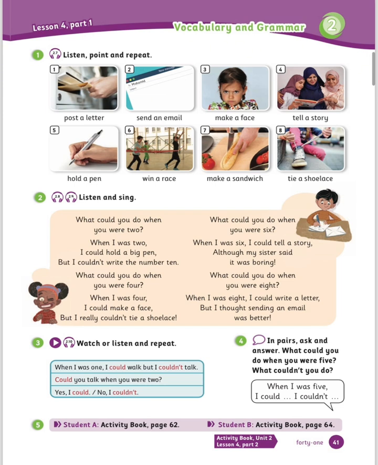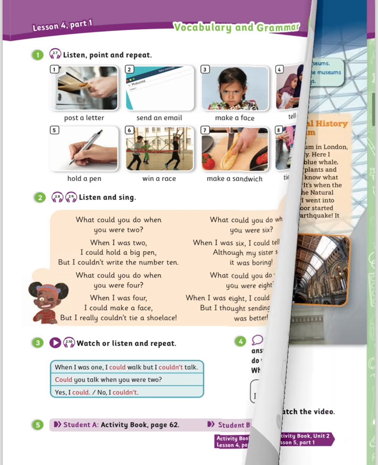Exercise number 4. In pairs, ask and answer. What could you do when you were 5? What couldn't you do? Like the example in the box shown on the page. Exercise number 5. Student A, activity book, page 62. Student B, activity book, page 64.